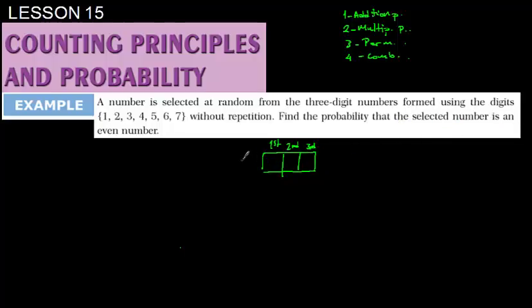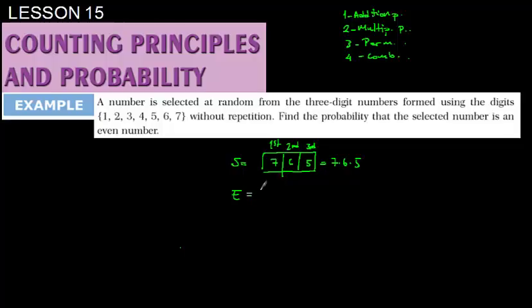So this is the sample space. How many different ways can you select 3-digit numbers without repeating from this set? It's going to be 7 times 6 times 5. Why is it decreasing? If you remember, 7, and then you used one number, then 6 different numbers you can use, and then you can use 5 different numbers. That's why the answer is going to be 7 times 6 times 5.